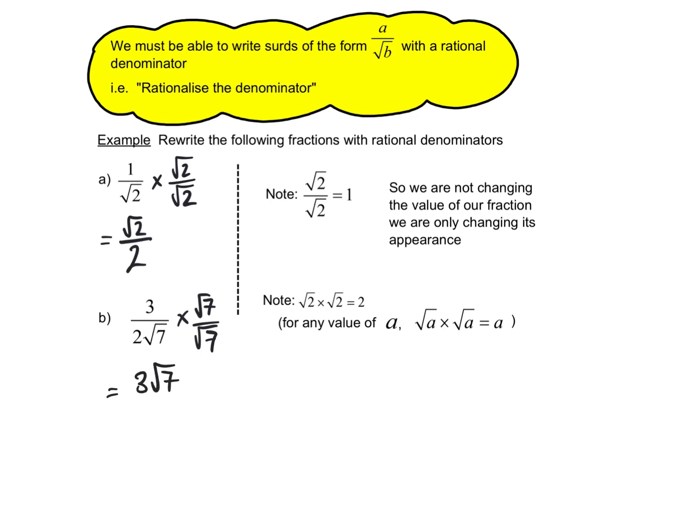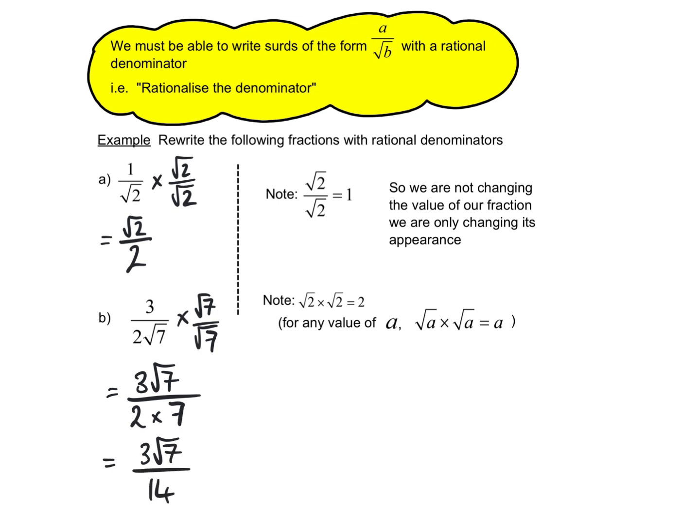And then bottom times bottom, well, I've only got this 2 here. This doesn't have a rational part, so the 2 is going to go on the bottom. And then remember, root 7 times root 7 is just going to be 7. So it's 2 times 7 on the bottom. And then I'm just going to quickly simplify that to 3 root 7 over 14. The 2 times the 7 can go together.